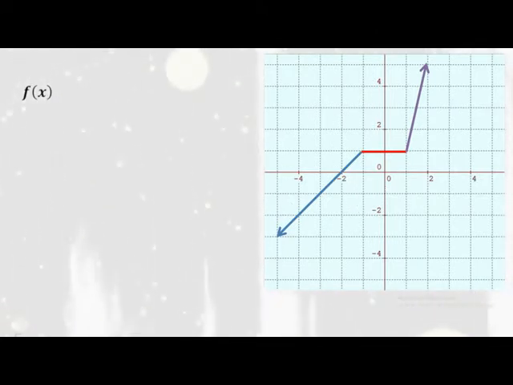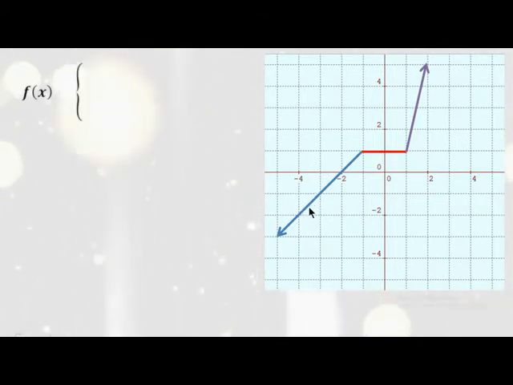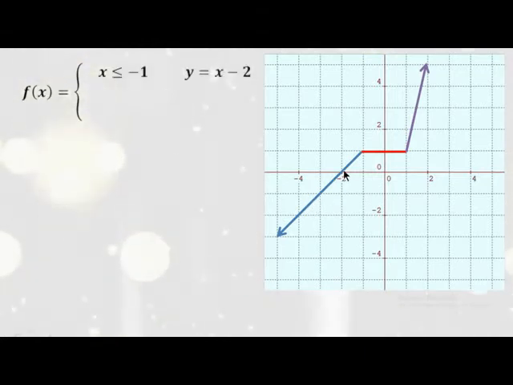So let's choose this as the first line. The domain starts from negative 1 to this number because the line starts from here to here. This is an arrow. It means it is not finished here. It is infinite. So start from negative 1 and all the numbers that are less than it. So x less than or equal to negative 1. So the equation of this line is y equal to x minus 2.